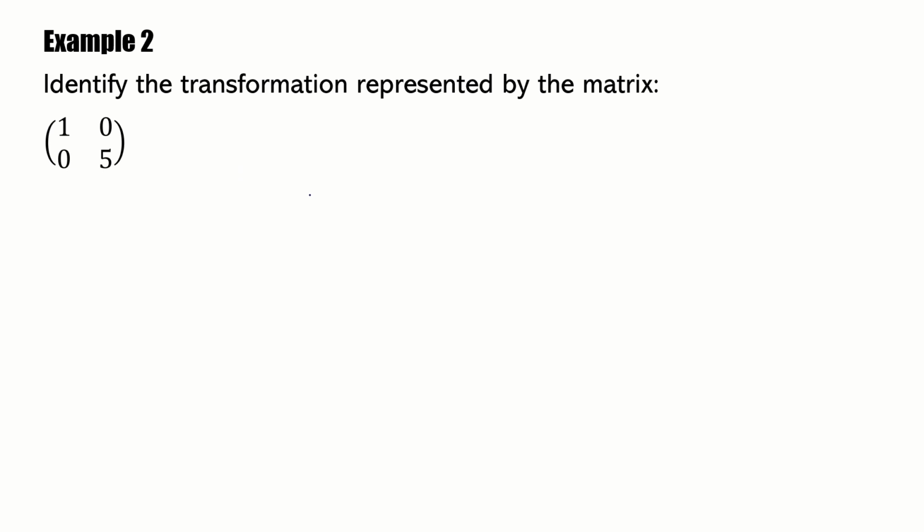The first thing I check for is how similar the matrix we're trying to identify is to the identity matrix. Because if it's very similar to the identity matrix, I instantly know it's going to be a stretch or an enlargement. So if we look at this matrix, we instantly go, wait a minute, that looks very similar to the identity matrix. The only thing that's changed is the bottom right hand corner 1 has been replaced with a 5.